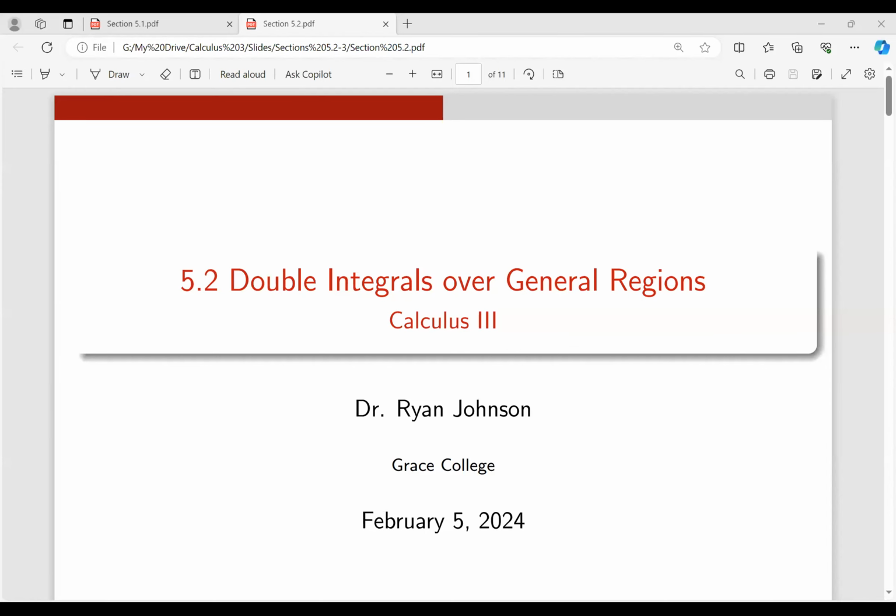Okay, this is section 5.2, double integrals over general regions.